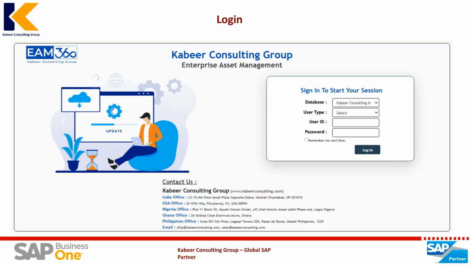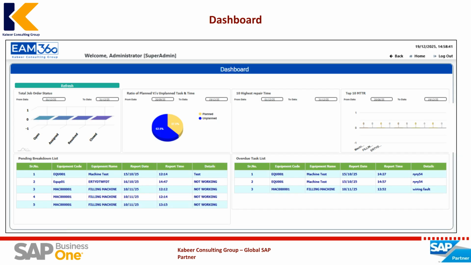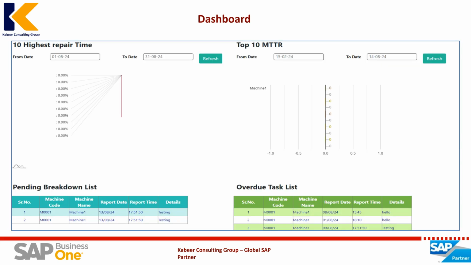This is the login screen for the EAM web application. The main screen shows the different modules available in the application. Here we see the dashboard of the application. This slide continues to show the application's dashboard.